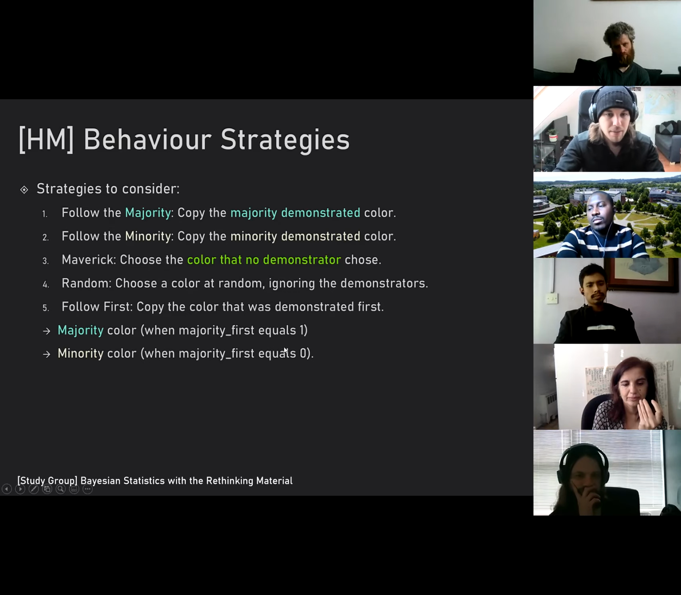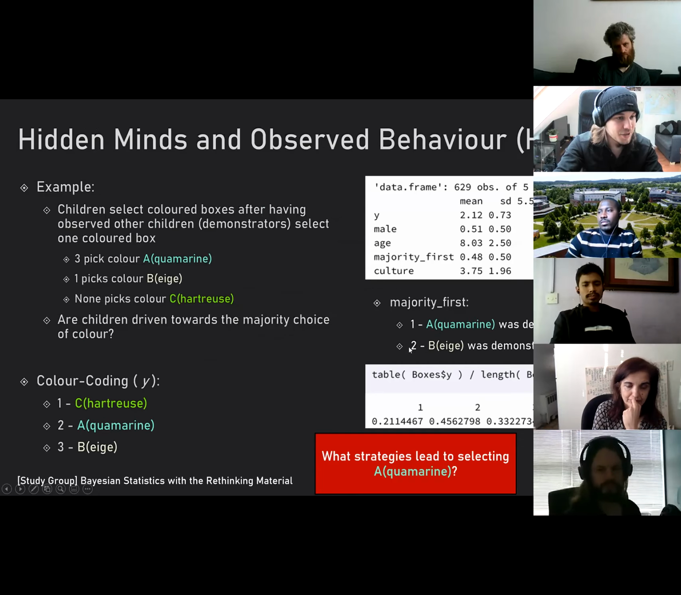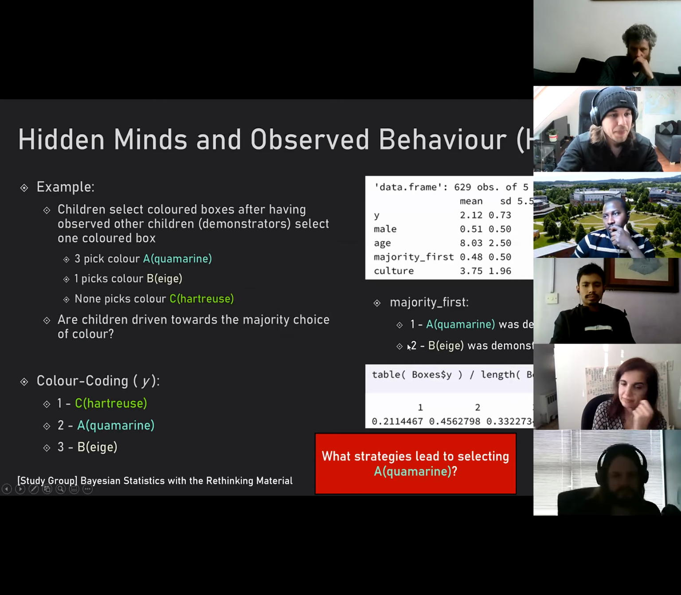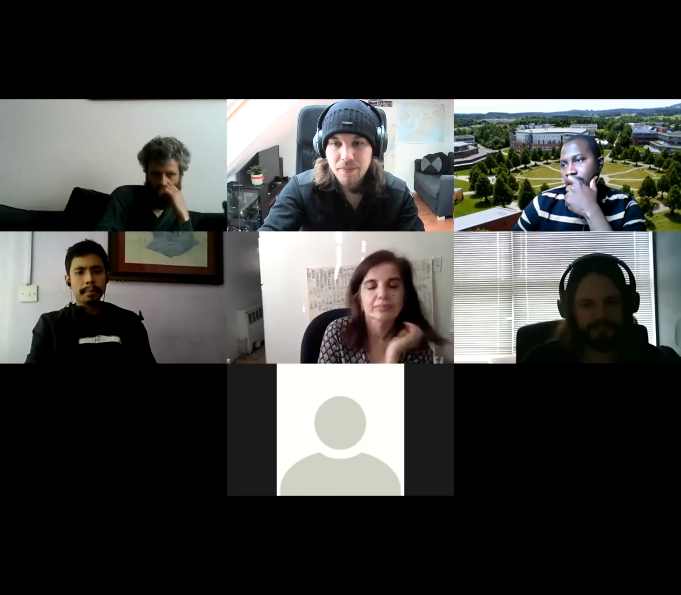And I actually just have to tab out here because I'm now seeing that majority first should equal, so this right here is correct, 1 and 0. And unfortunately, this right here is incorrect, because this right here where I said 2 indicates that beige was demonstrated first should have been 0. I'll just quickly fix that and then resume the screen sharing.